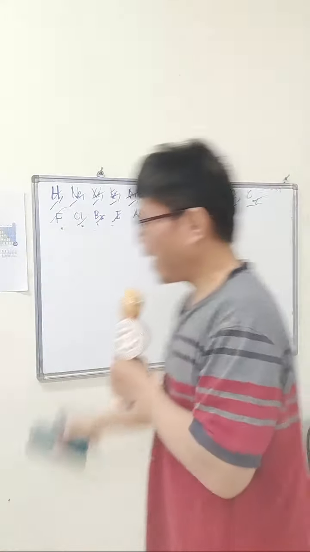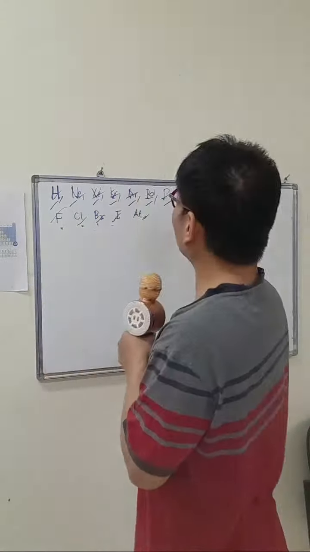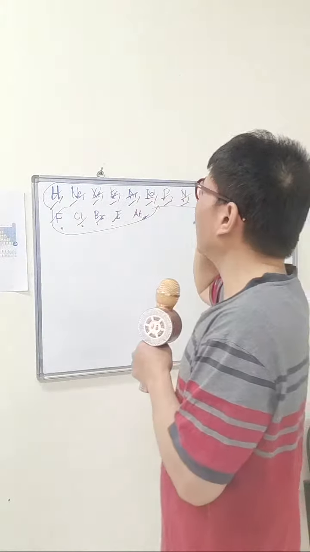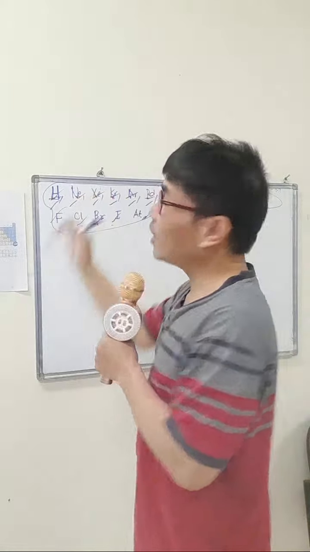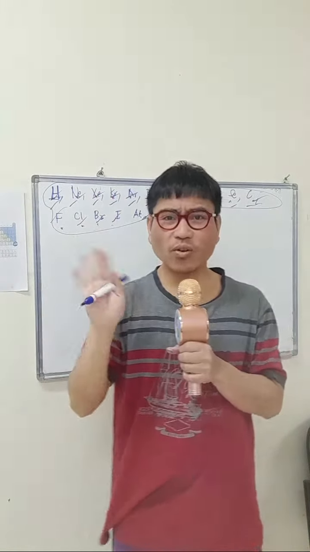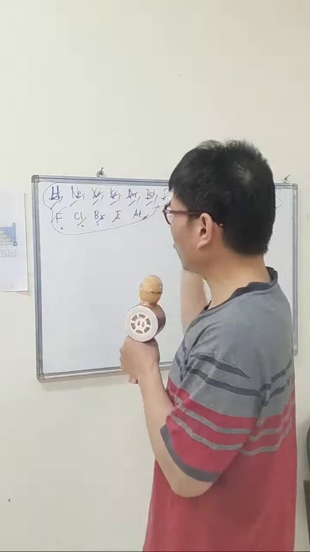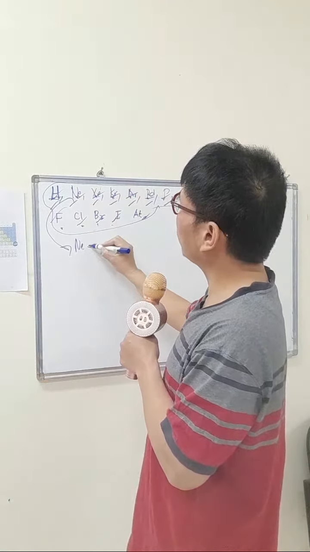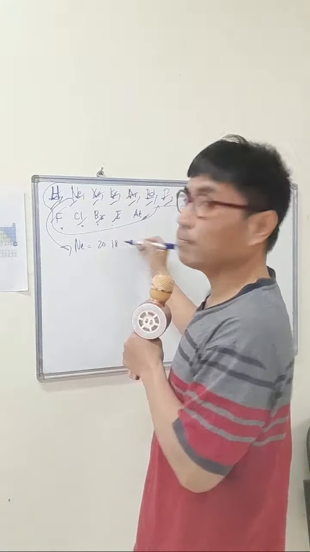Now we have to gather the individual atomic mass for these. Hydrogen, very easy, 1.008 gram atom. And the neon, 20.18 gram atom.